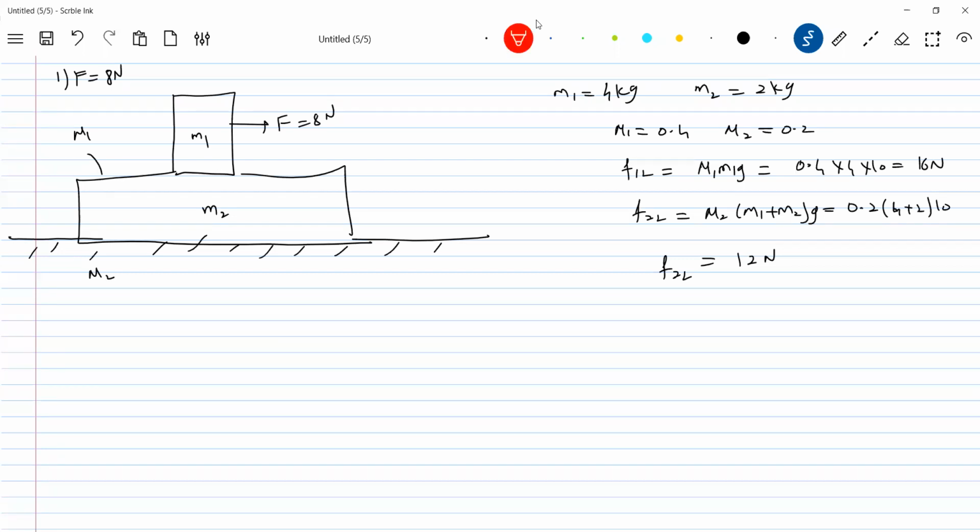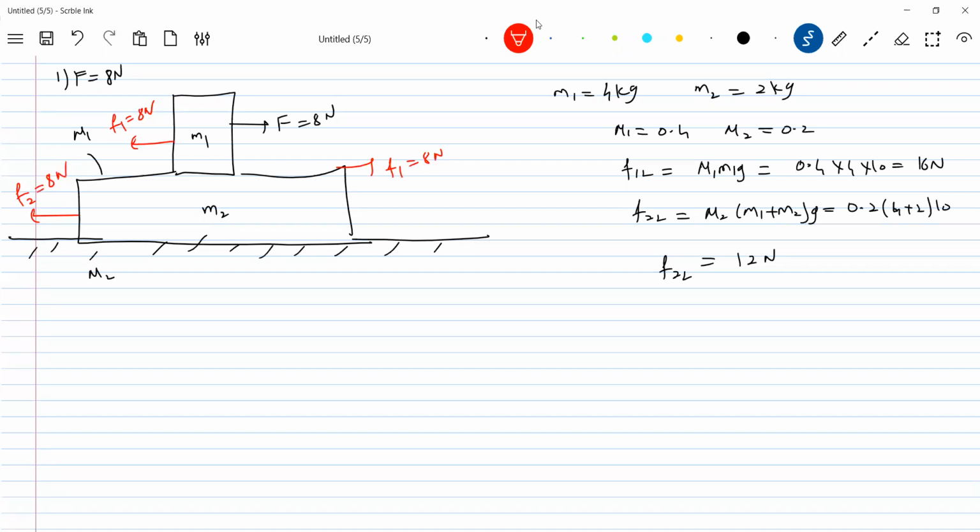Quite clear, no? So here F1, and this frictional force, let it be F2. What is the applied force? 8 Newton. So here how much will it take the values? 8 Newton. What is the limiting friction second? 12 Newton. So definitely this 8 Newton cannot overcome.